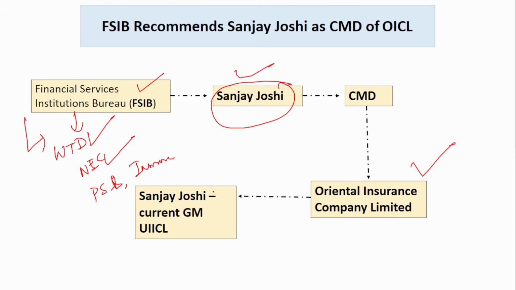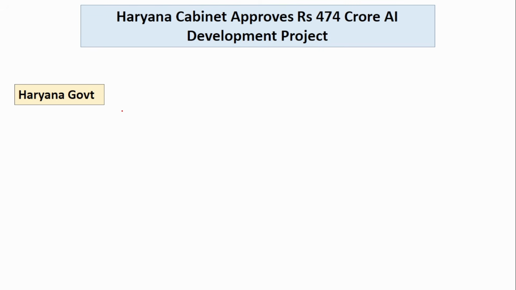So currently, Sanjay Joshi is the current GM of the United India Insurance Company Limited, and he has been recommended to be appointed as the chairman and managing director of Oriental Insurance Company Limited. Next news is about the Haryana state.